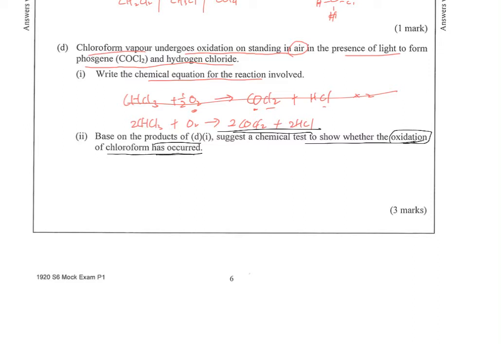Okay, so if we can identify that HCl is present in the products, that means we know that oxidation of the chloroform has occurred, right? So we can just test one of the products. We just need to identify one of the products. So HCl should be much easier to identify because we didn't learn phosgene, COCl2. But we have learned the test for HCl.